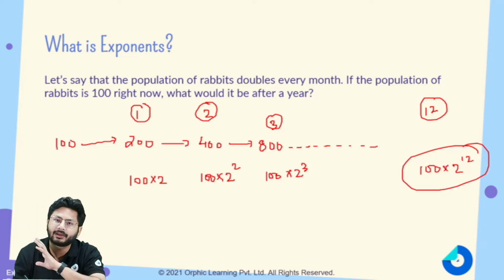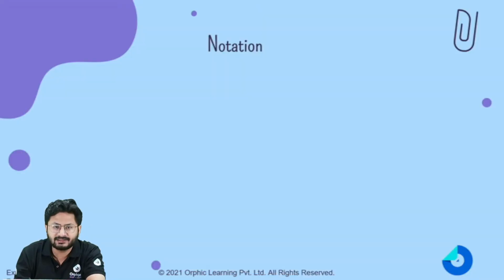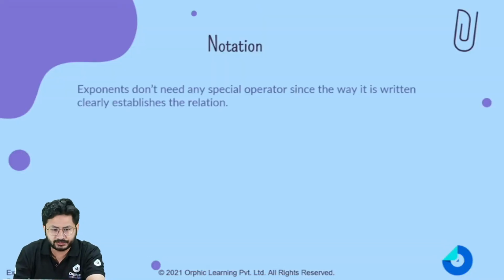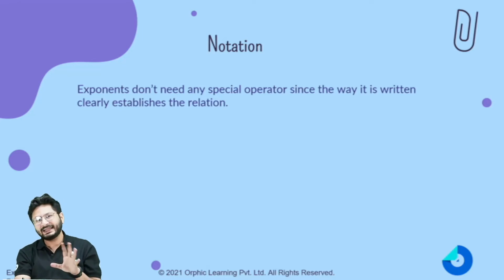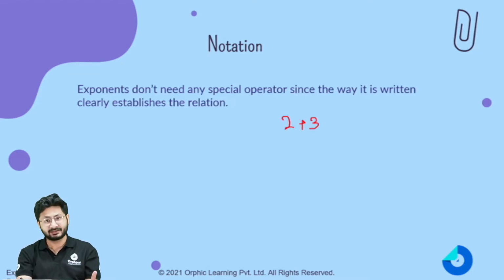I hope we are all able to understand this. Now let's talk about the notation part. Exponents don't need any special sign. For example, addition has its own separate sign, 2 plus 3. Subtraction has its own sign, 2 minus 3. Multiplication, 2 into 3. Division, 2 divided by 3, and so on.